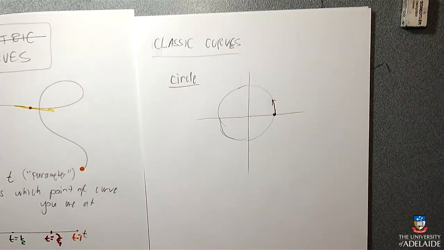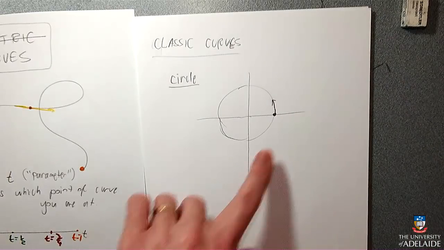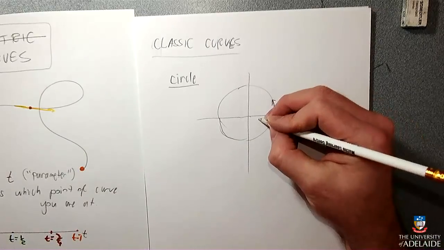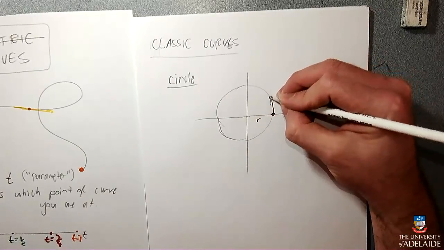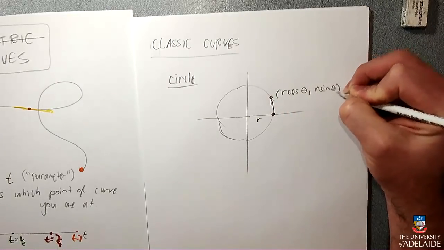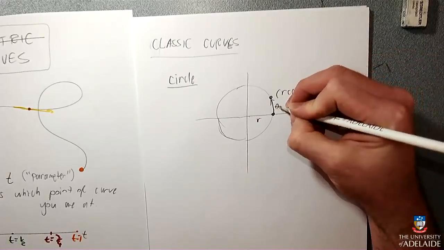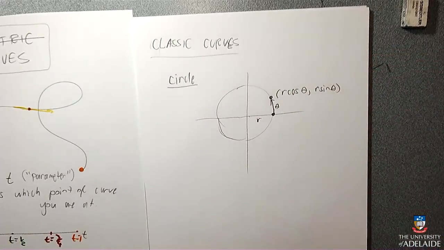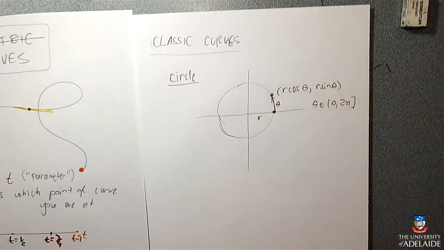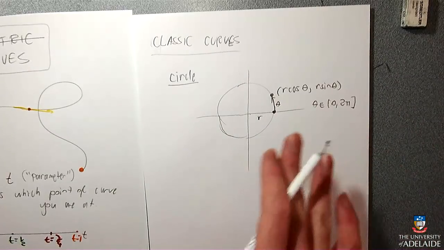Okay, so with a circle, you can locate every point on this circle using the angle that you've rotated. So if this radius is r, then this point here will be r cos theta, r sin theta, where theta is the angle that you've rotated. And theta will go between 0 and 2 pi, and it will cover the entire circle. Technically, it will cover the beginning and the end twice.